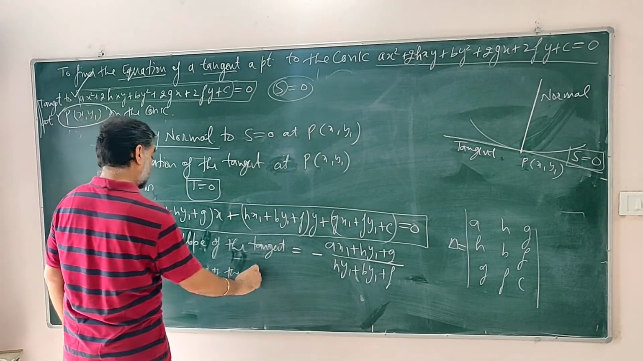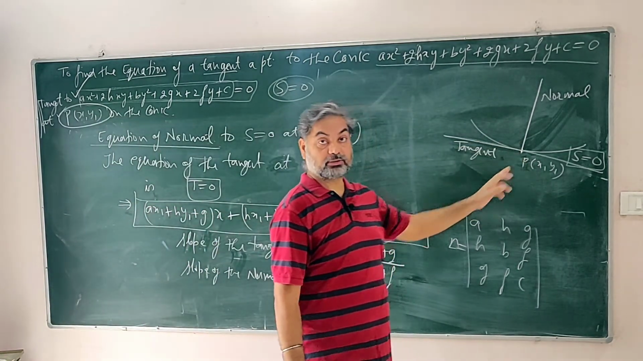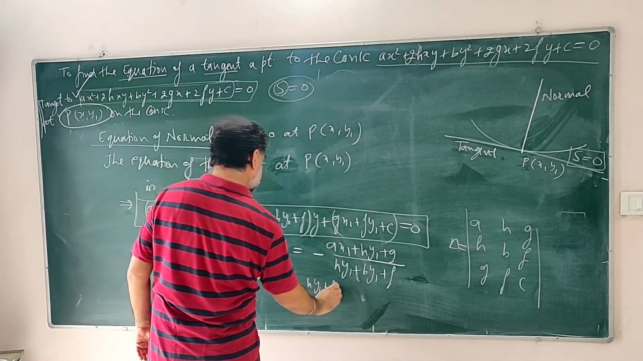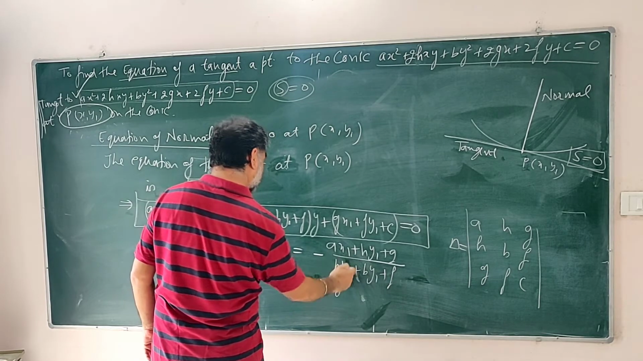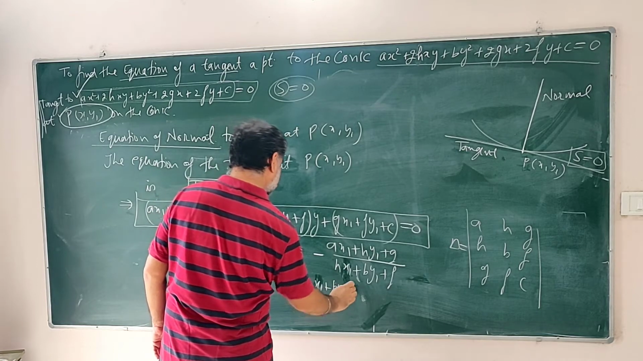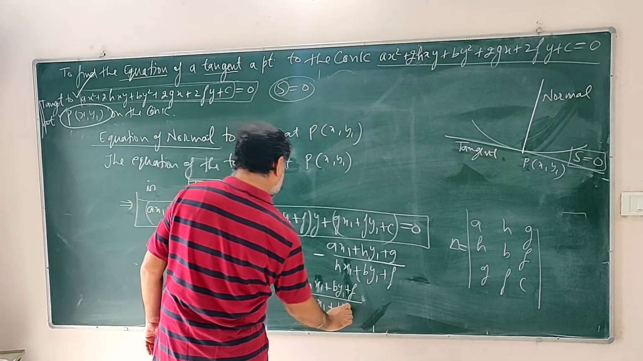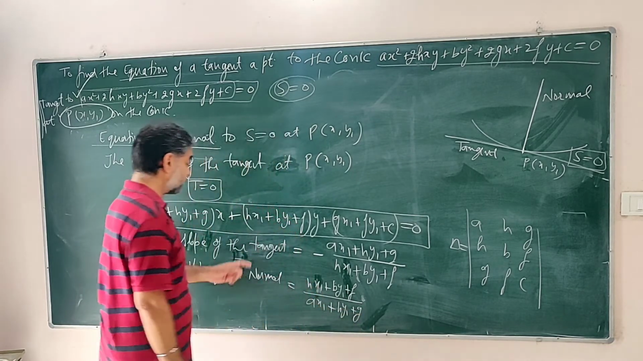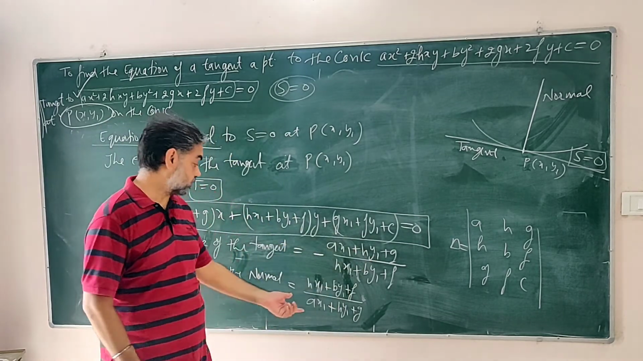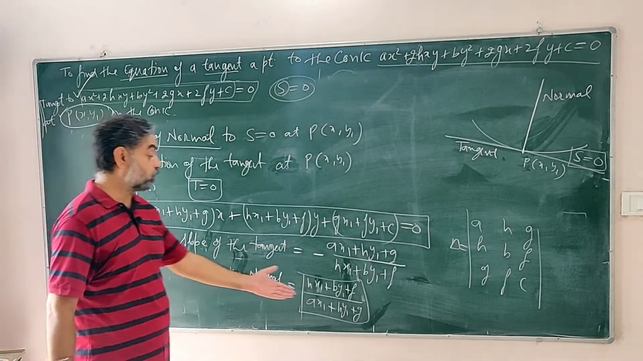Slope of the normal. If the slope of the tangent is this, the normal is perpendicular to the tangent. So the slope of the normal would be -(hx1 + by1 + f)/(ax1 + hy1 + g), because the product of the slopes should be minus 1. This multiplied by this should be equal to minus 1. So that is why the slope of the normal is this.